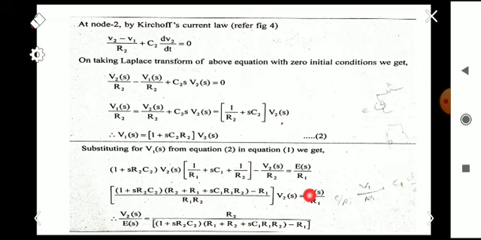From this we obtain the transfer function V2 of s by E of s as R2 divided by (1 plus sC2R2) into (R1 plus R2 plus sC1R1R2) minus R1. This is our final answer, the transfer function of the electrical network given in the question.